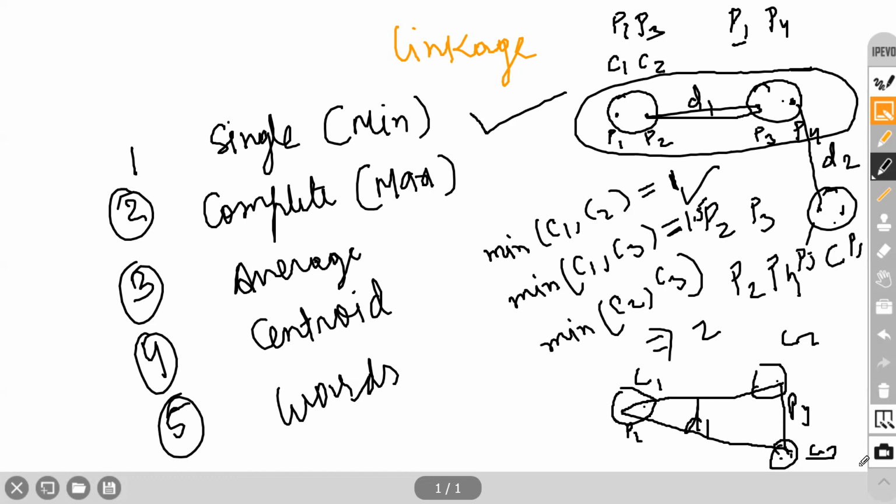The technique is same. Merging will happen based on the minimum distance, but the identification of the distance will be done based on the maximum distance between the clusters. Got it? That is called complete or maximum distance. This is the complete or the max linkage method.